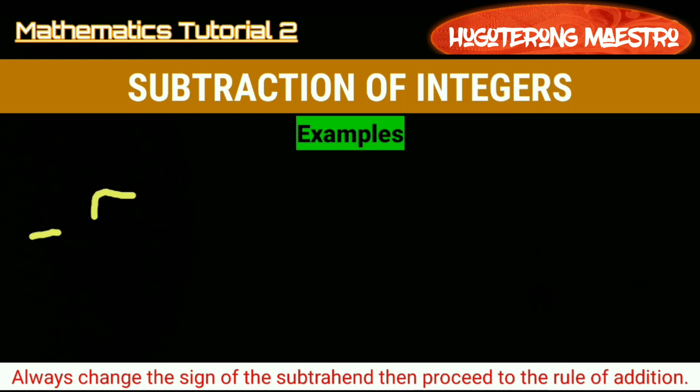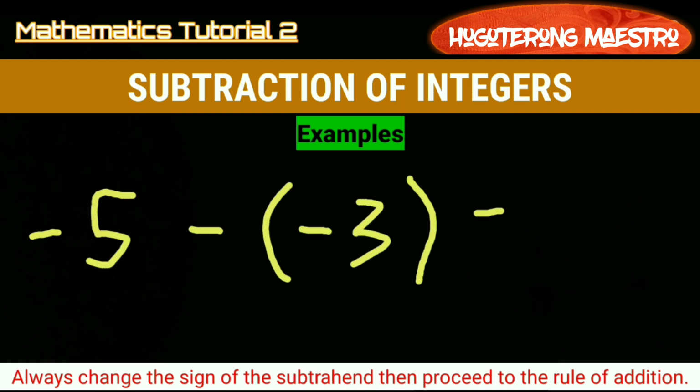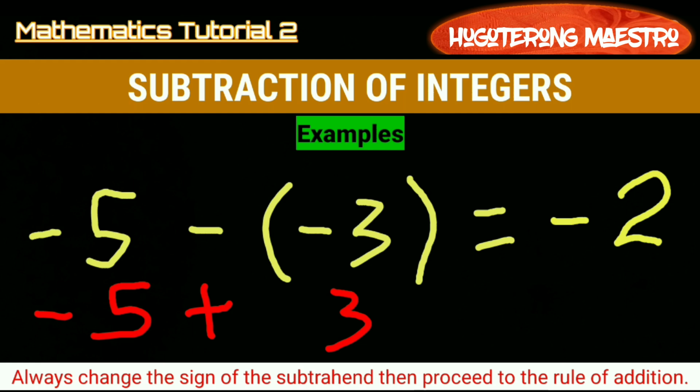Next example, negative 5 minus negative 3. So again, i-change natin ang sign ng subtrahend. So ang negative 3 ay magiging positive 3. Then we will proceed to the rule of addition. So this time, we will add negative 5 and 3. Dahil hindi siya pareho ng sign, so we simply subtract the bigger number to the smaller one. So that is 2 and the sign is negative.